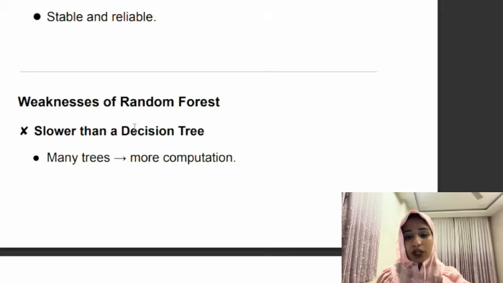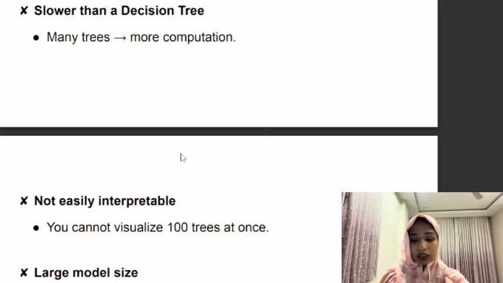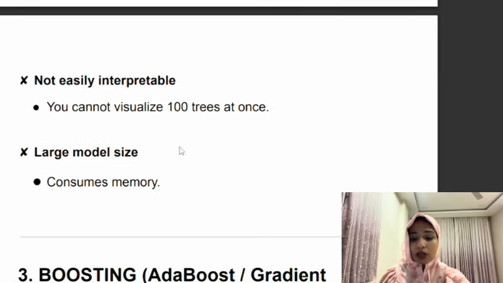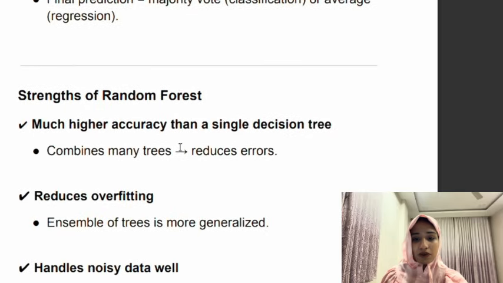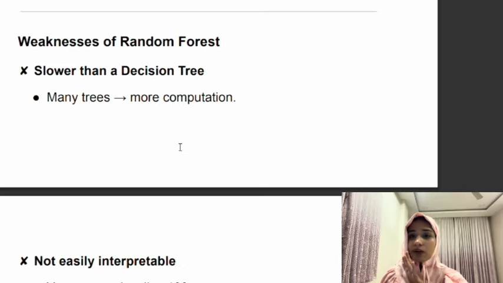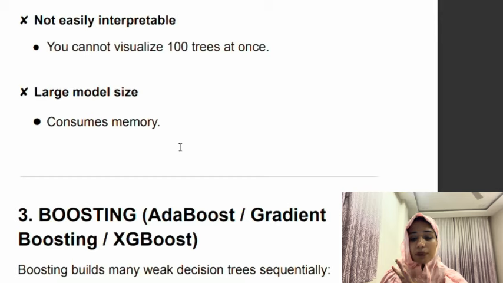Weakness of random forest: slower than a decision tree. Many trees means more computation. Not easily interpretable. You cannot visualize 100 trees at once. And large model size, it consumes memory because we have combined many decision trees and one forest is formed. So it is very complicated. You cannot look at it at once, you cannot visualize it, and it consumes more memory.